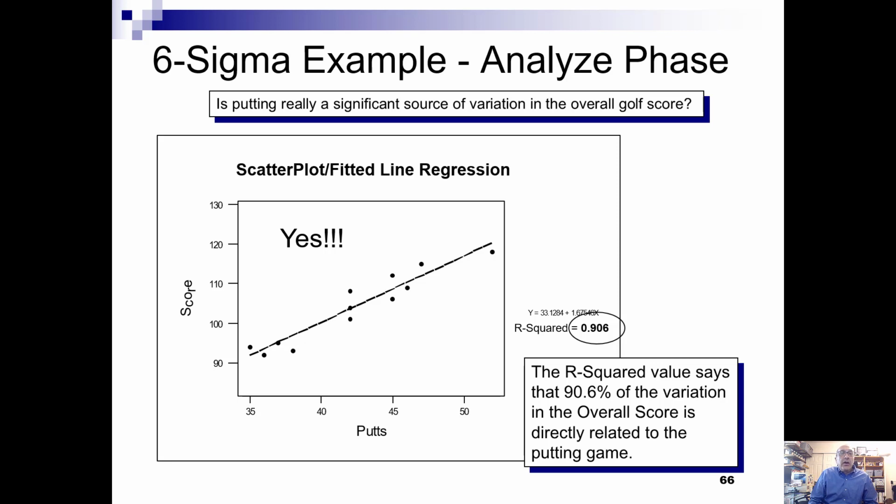Is putting a significant source of variation in his overall golf score? Yes. Based on the scatter plot fitted line regression, the R-squared value says that 90.6% of the variation in his overall score is directly related to his putting game.